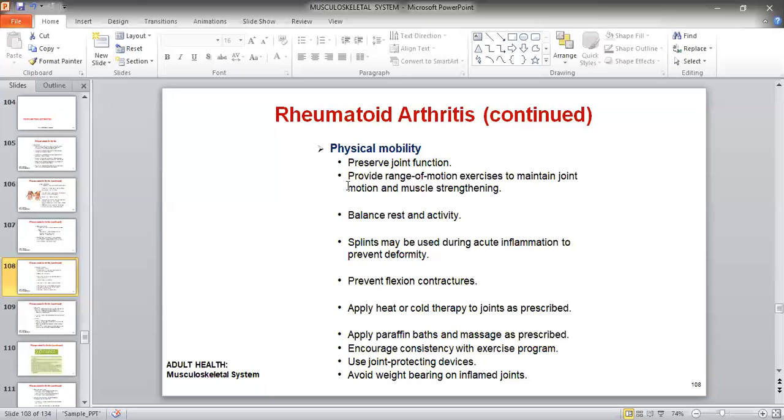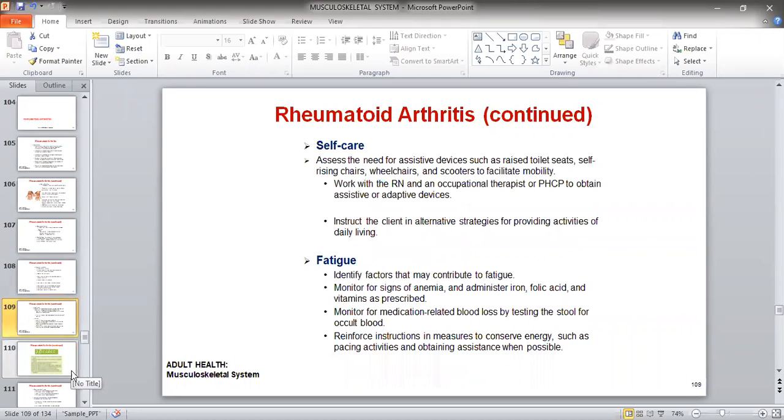Applying paraffin bath, encouraging consistency with the exercise program, because exercise motivates the patient, exercise improves the lifestyle. Use a joint protective device. Avoid weight bearing on inflamed joint. Very important. Every sentence is important for the board exam.